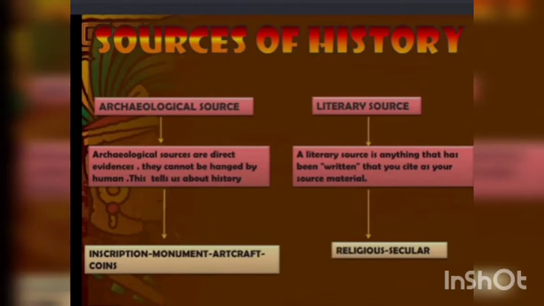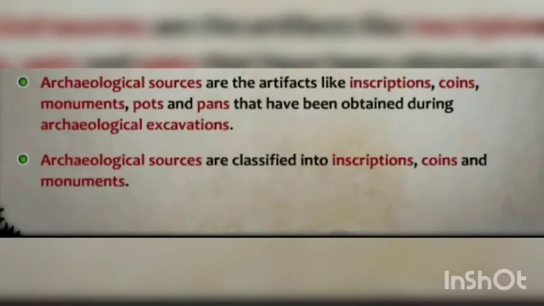There are two types of literary sources, children. Last year we saw, isn't it? What are they? Religious literary sources and then secular literary sources. In religious, they talk about religious things. In secular, they talk about which one? They talk about the events. Okay? Let us see about archaeological sources in detail.